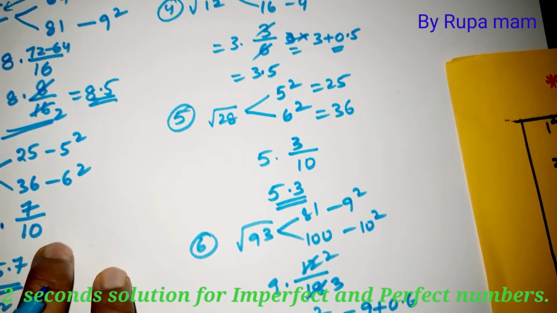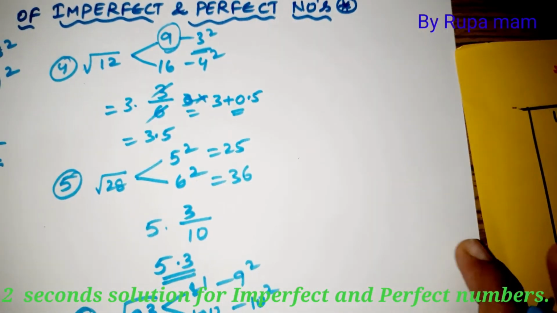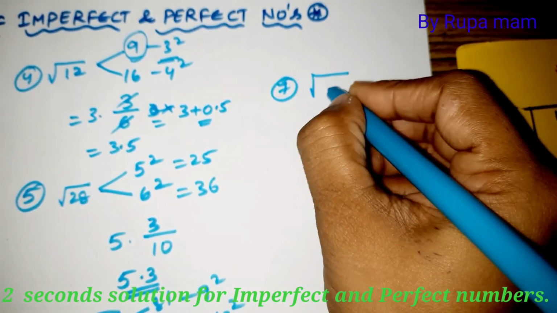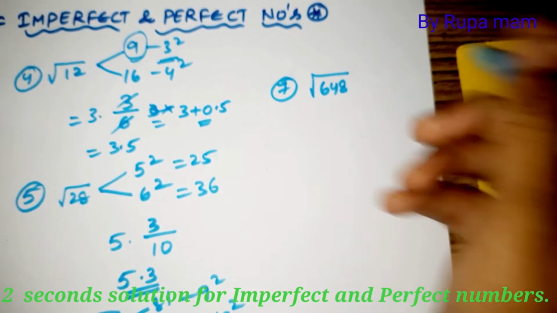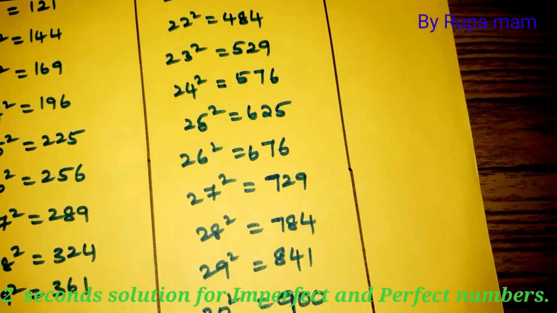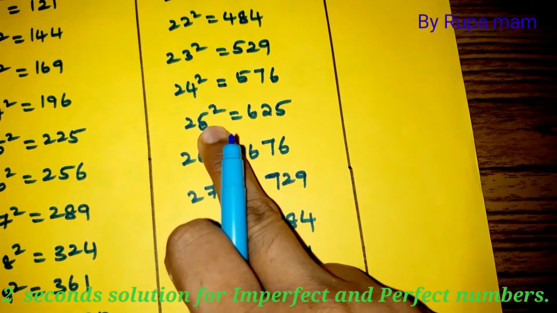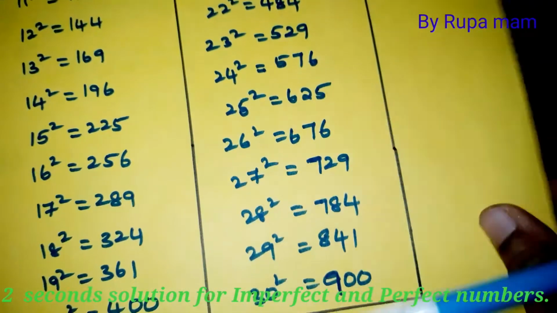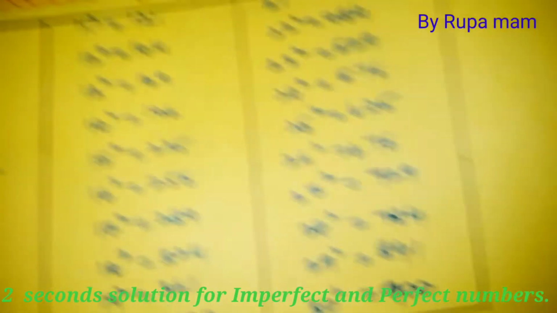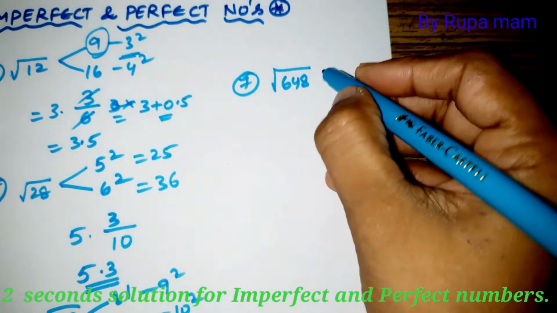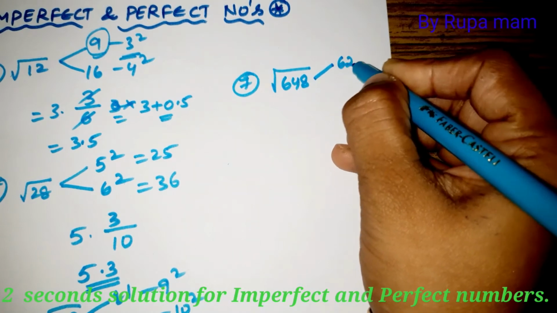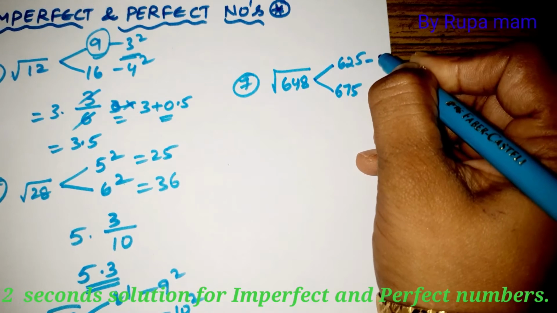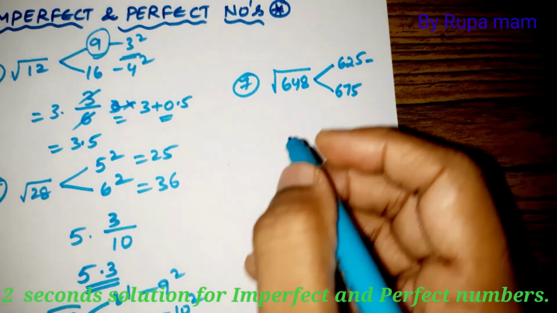If you observe another example, root over 648. It is in between 25 square and 26 square, that is 625 and 676. If you remember this table, then it is very easy to do imperfect and perfect squares also.